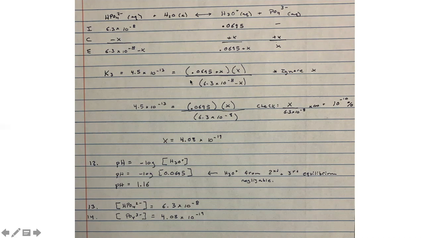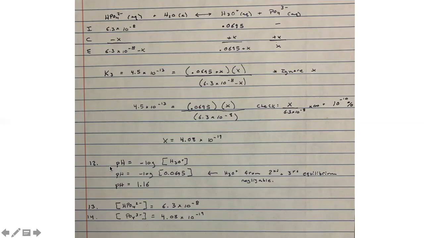Okay, so again, I set up this general expression, and I'm going to ignore X here. Okay, so once I ignore X, I can solve and find that my one remaining X is equal to 4.08 times 10 to the negative 19th, which again, when I did my 5% rule, it came out to some percentage times 10 to the negative 10th. Okay, so again, an absolutely minuscule percentage. So this was a valid assumption, and this is the correct value of X.